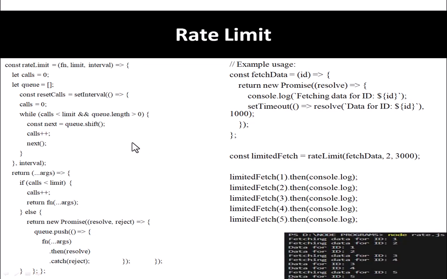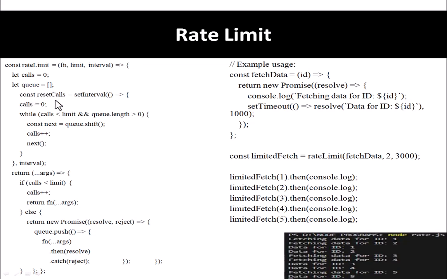And here we have given the particular function. So here we have given a constant rate limit. It has 3 parameters: function, limit and interval. With the function you can fetch the data, the limit is 2 number of times and the interval is 3000 milliseconds.